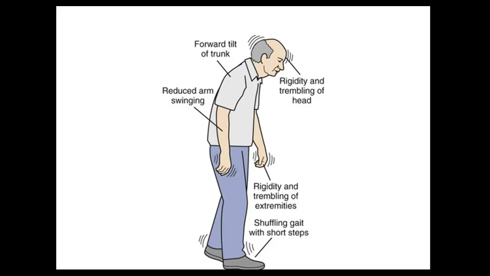And here we see the classic posturing for a Parkinson's disease patient. We have the rigidity and trembling of the head, the forward tilt of the trunk, reduced swinging of the arms, rigidity and trembling of the extremities, and the short shuffling gait, which leads the patient to be at high risk of falls.